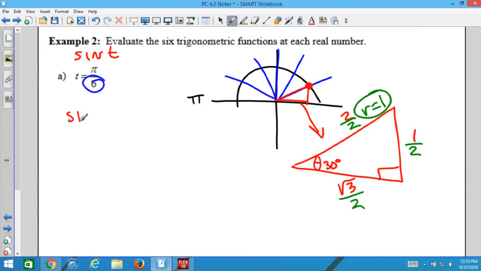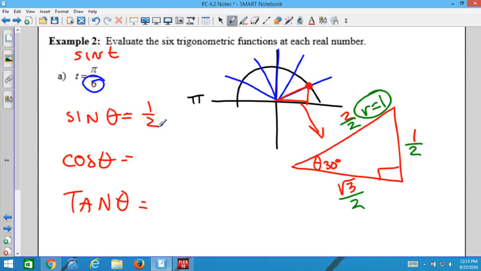So we're going to do sine, cosine, tangent. Sine is always what? Y, 1/2. Cosine is x, square root of 3 over 2. Tangent, y over x. It will be 1/2 over square root of 3 over 2, which is 1 over square root of 3, which is square root of 3 over 3.